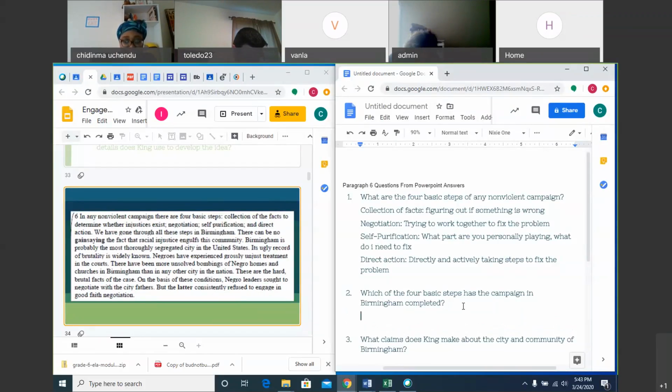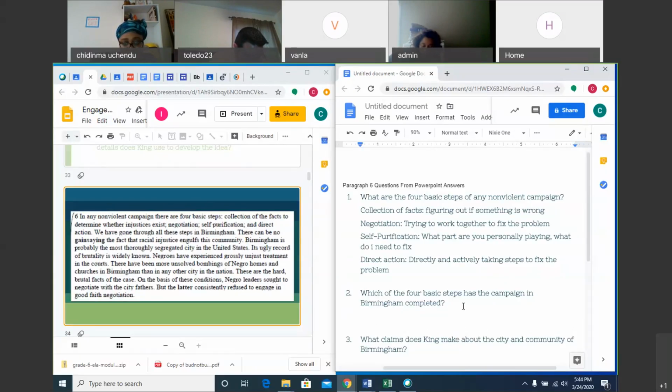Then number 2, negotiation, but the leader of the city denied. And self-purification. So they are thinking about themselves, and whether it's good or bad to do the next step. And the one reason remaining is that active action, that is, that demonstration.